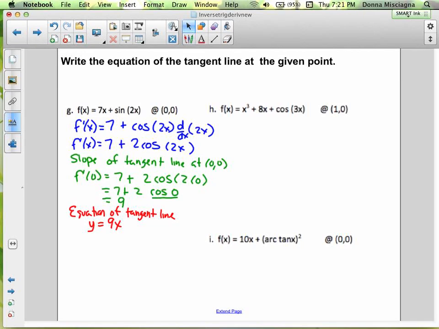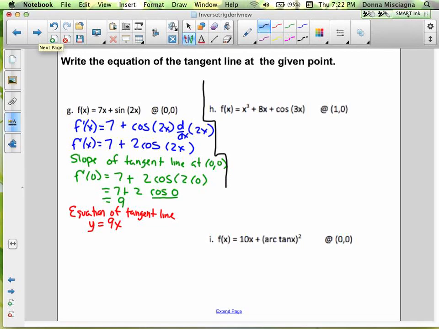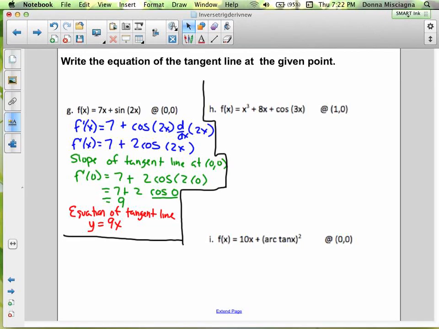All right, so let's take the derivative. Hopefully I have enough space here. Here's the first one. All right, let's take the derivative.